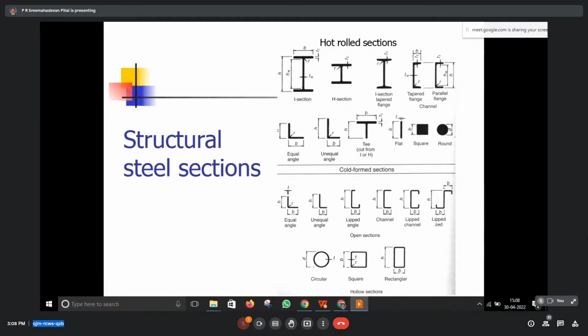Hot rolled section means the steel scrap or iron ore will be heated to 1550 degrees centigrade. It will be melted, and the melted liquid, that is steel in liquid form, will be poured into a mold, and this shape of cross sections will be made. Whereas on the bottom side of the diagram you can see what are called cold formed sections. They are made by applying heavy pressure on cold steel.